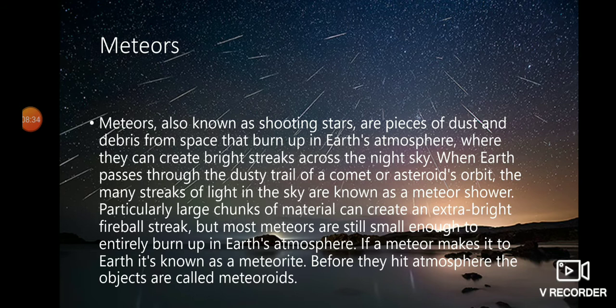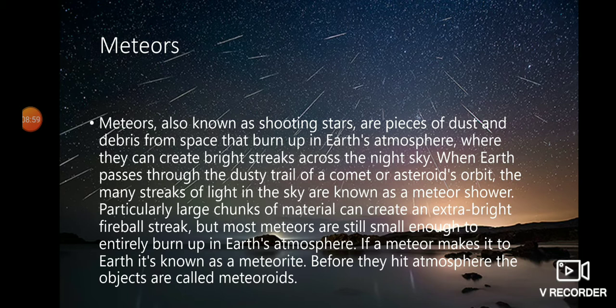Meteors are also known as shooting stars. These are pieces of dust and debris from space that burn up in Earth's atmosphere, where they can create bright streaks across the night sky. When Earth passes through the dusty tail of a comet or an asteroid's orbit, the many streaks of light in the sky are known as meteor showers.